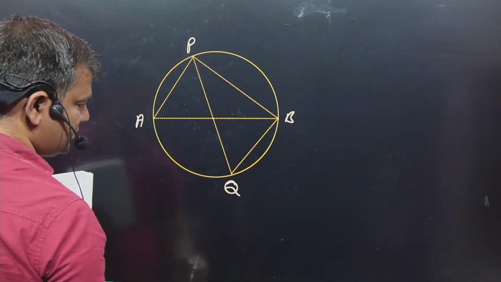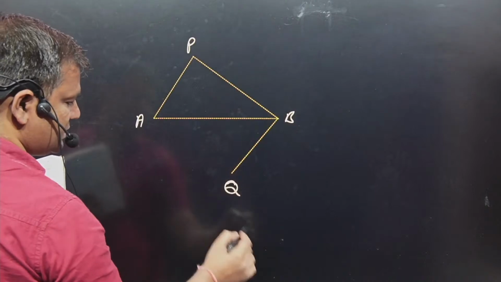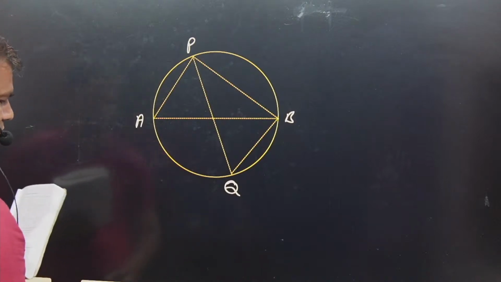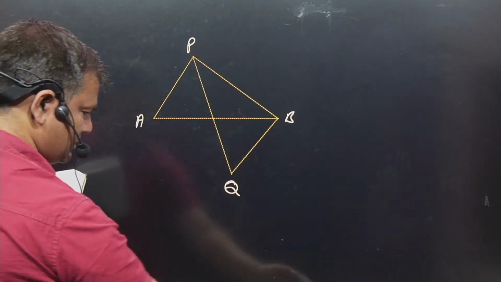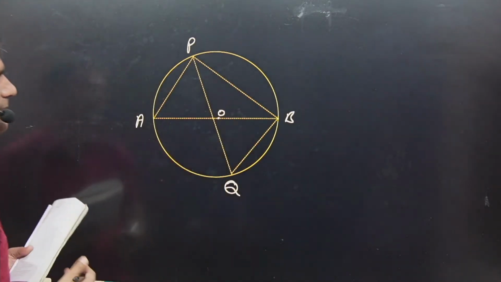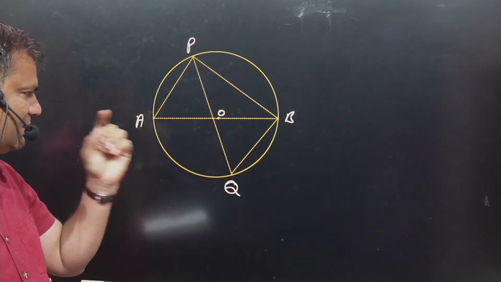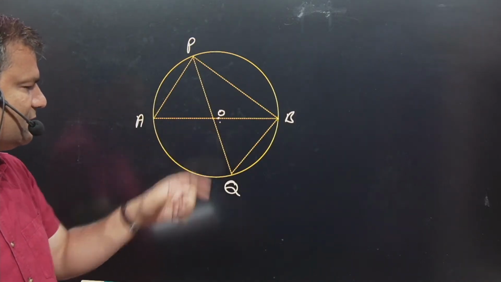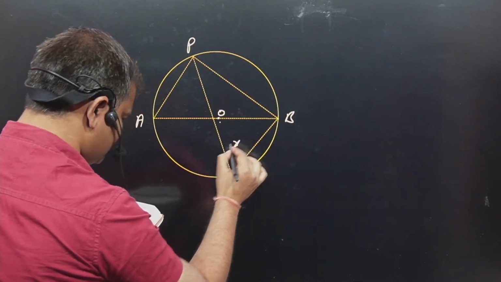Now we have considered that O is the center of the circle. Suppose that my figure is not drawn properly, but you can assume here O is the center of the circle, not here, basically here. O is the center of the circle. Our target: how can we determine that angle X?